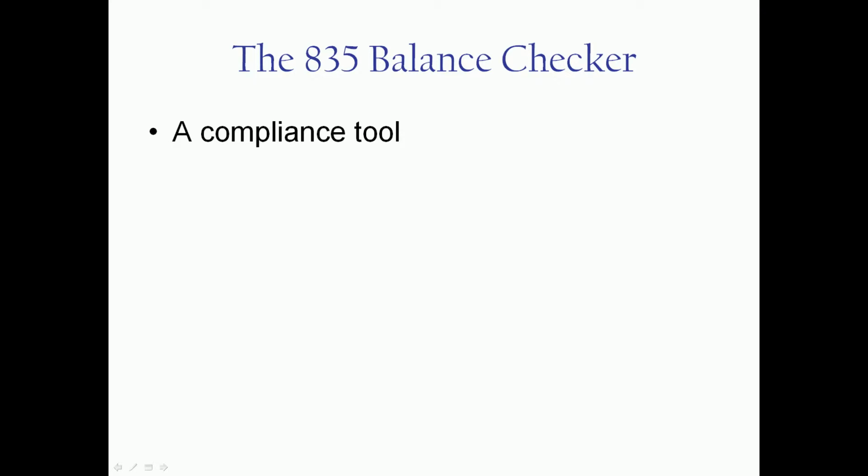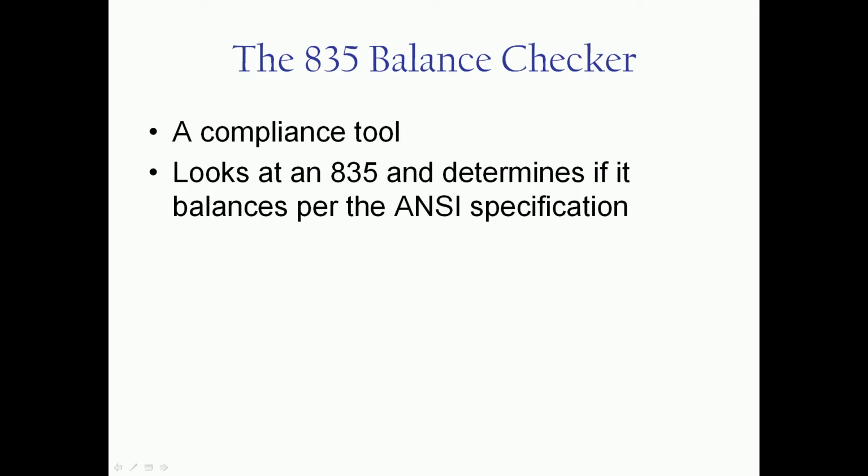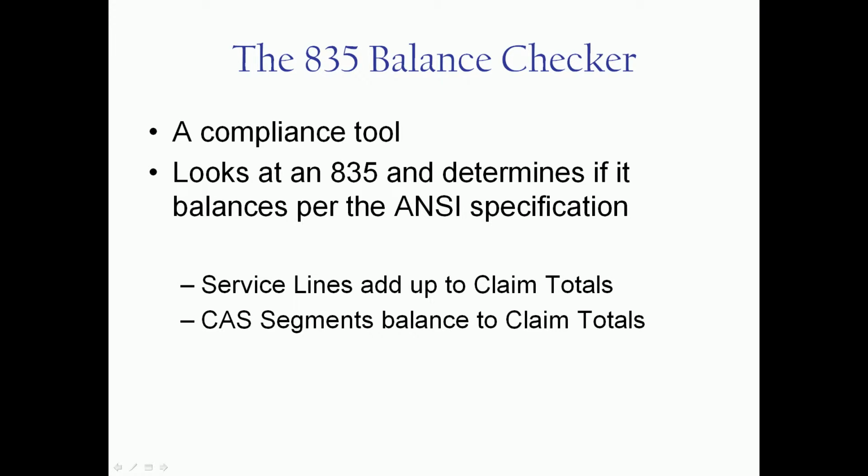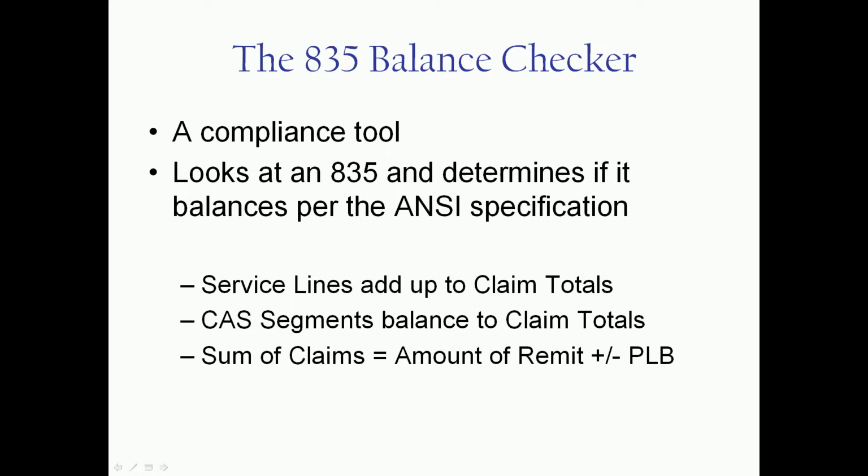It doesn't do anything with editing or copying or making new values or anything like that. It looks at an 835 electronic remittance file and determines if it balances per the ANSI specifications balancing requirements, such as the service lines add up to the claim totals, the CAS segments balance to the claim totals, the sum of the claim amounts paid equal the amount of the actual remittance plus or minus any PLB adjustments, etc.